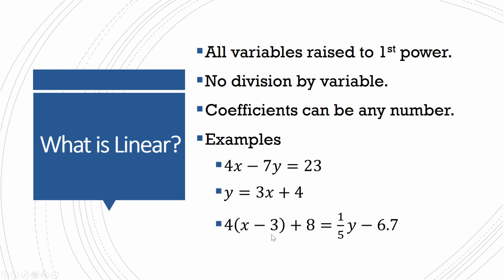4 times x minus 3 plus 8 equals 1/5 times y minus 6.7. That's also linear. Again, you look at the variables x and y, they're both raised to the first power. You're not dividing by x, you're not dividing by y, so that is linear. Again, it's okay to divide by a number like this 1/5, we're dividing by 5, but it's not okay to divide by a variable if we're talking about linear.